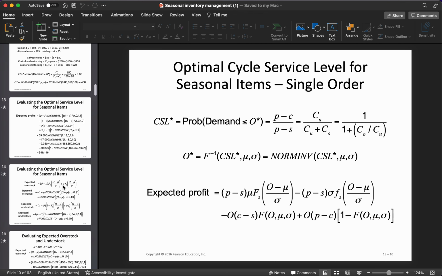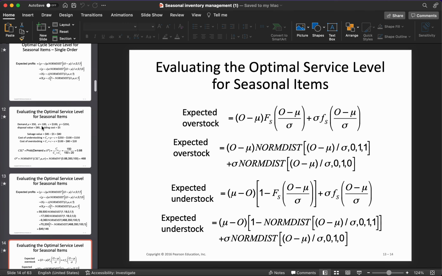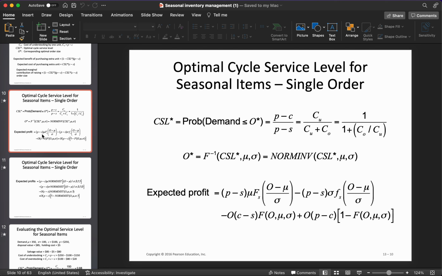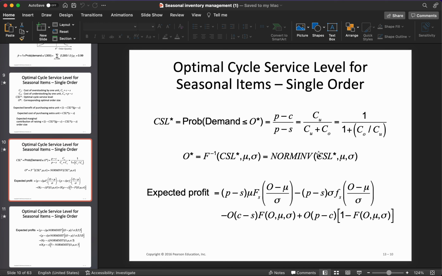We can also calculate things like the expected amount of overstock and the expected amount of understock, and all of that. So we'll be able to calculate all of those values, so let's calculate those things. The one continuous distribution that we will talk about specifically is the normal distribution.